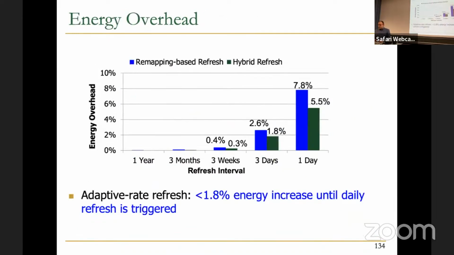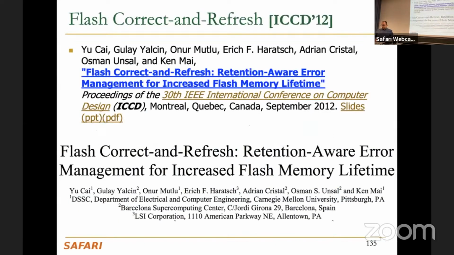Okay, and for energy overhead, we showed some overhead depending on the refresh interval, like how frequently you do it. Remapping-based refresh has larger overhead, of course, but hybrid refresh can reduce it. If you do it every day, the overhead is around 5.5%. With adaptive-rate refresh, the overhead can be less than 1.8% until daily refresh is triggered. You can check this paper, Flash Correct and Refresh, if you are interested for more detail.